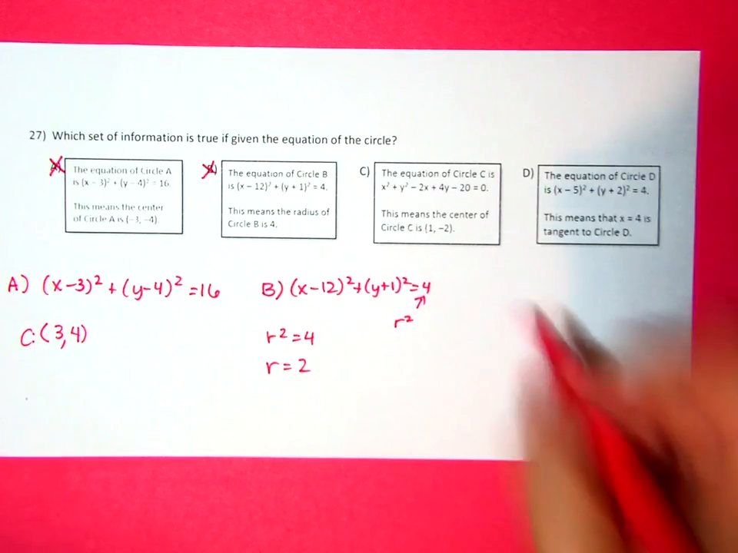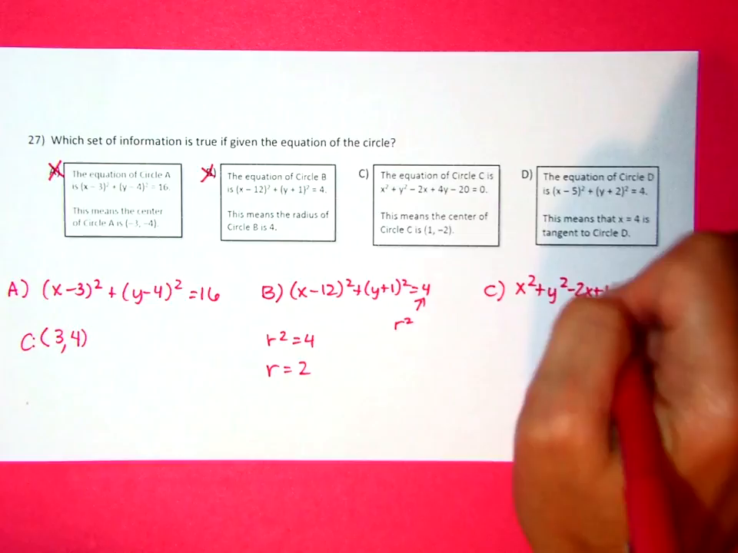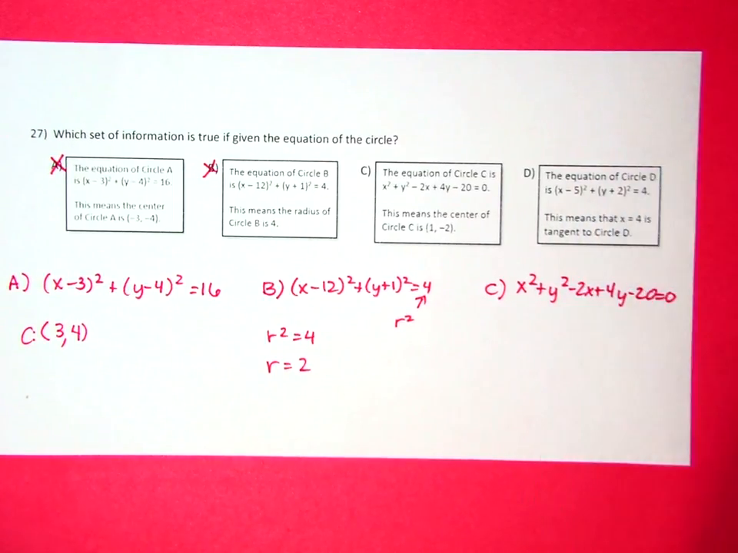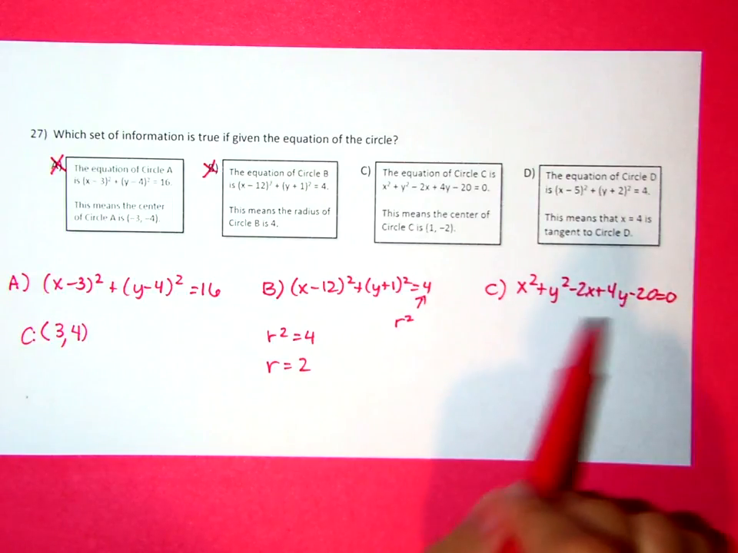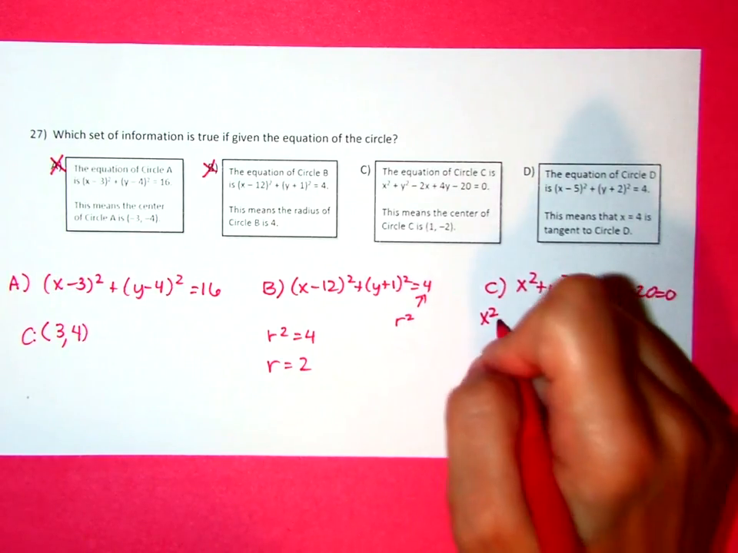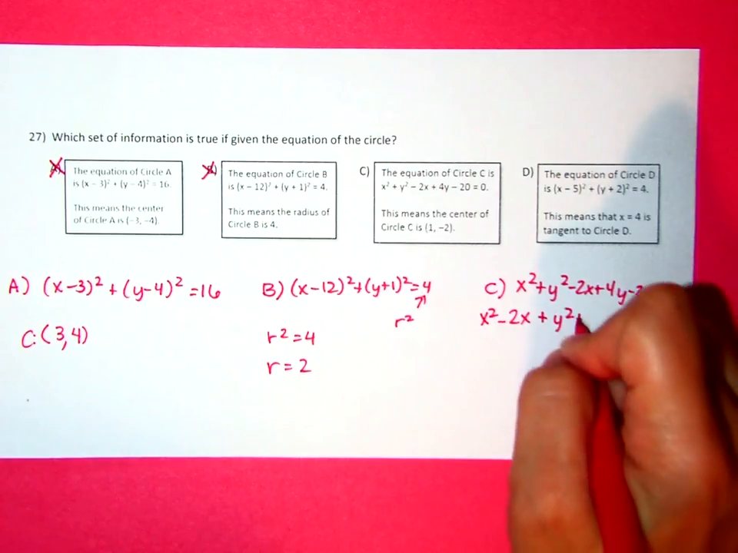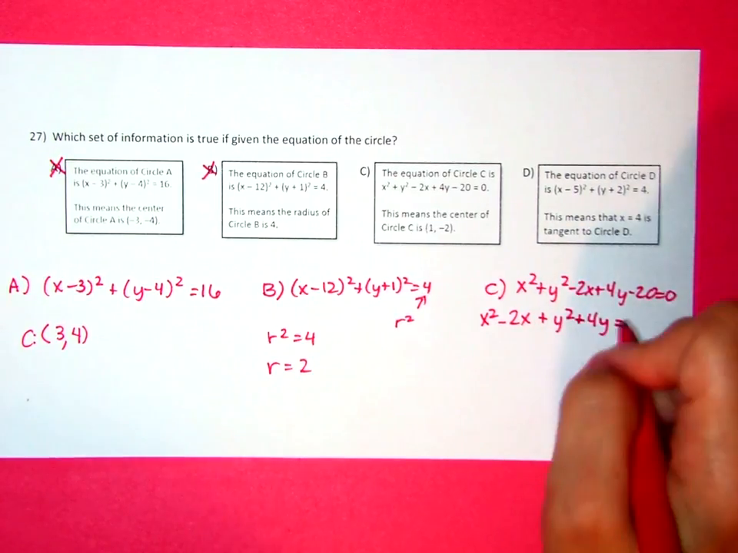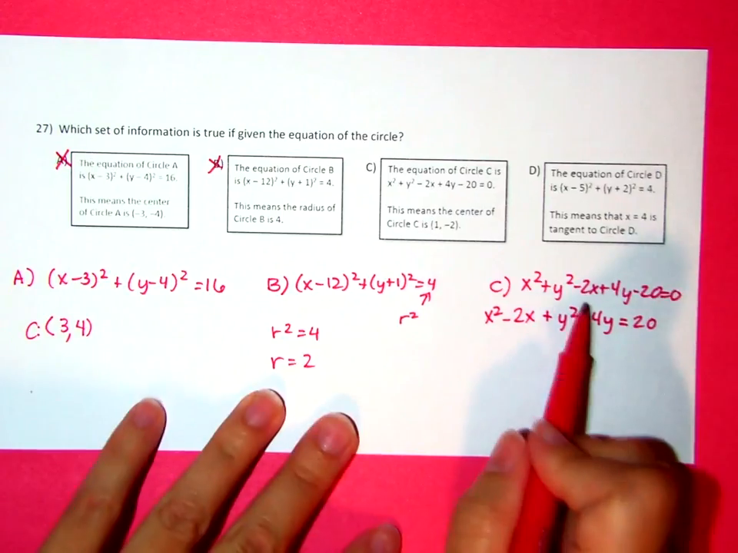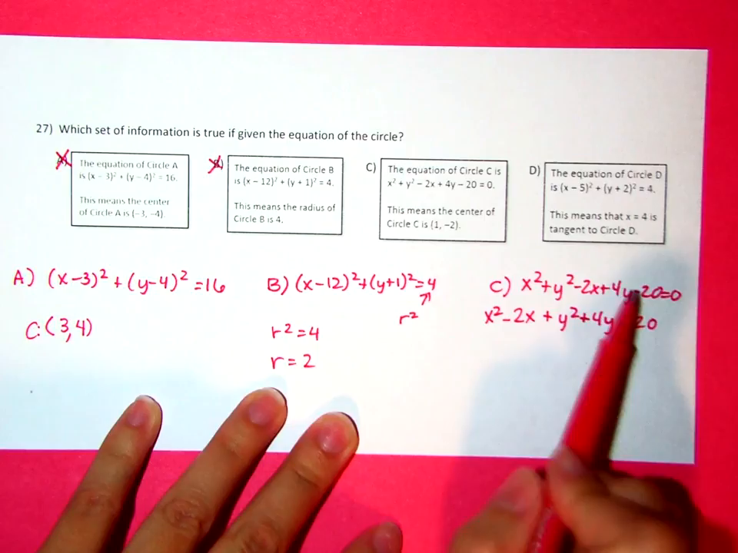Let's look at C. We've got for C, the equation is x squared plus y squared minus 2x plus 4y minus 20 equals 0. And they give me the center. In order to get the center, we need to put this back into standard form. This is in general form. So when we put it in standard form, the first thing we do is we add the 20. So we have x squared, and we put all the x's next to each other, minus 2x plus y squared plus 4y equals, if I add 20 to both sides, 20. So we group our x's, we group our y's, and we move the c, the constant.